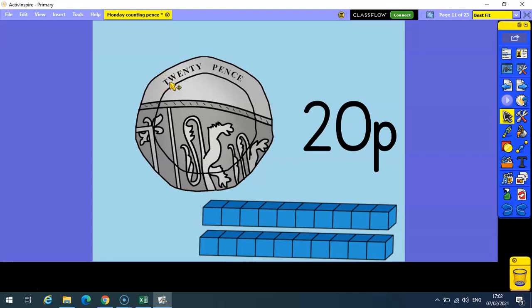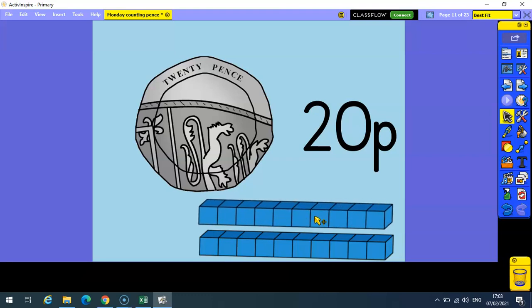This one is 20 pence or 20p. It's actually smaller and it's not round. Can you see that? Let's count the amount of sides it's got. It's got 1, 2, 3, 4, 5, 6, 7. So it's a heptagon.